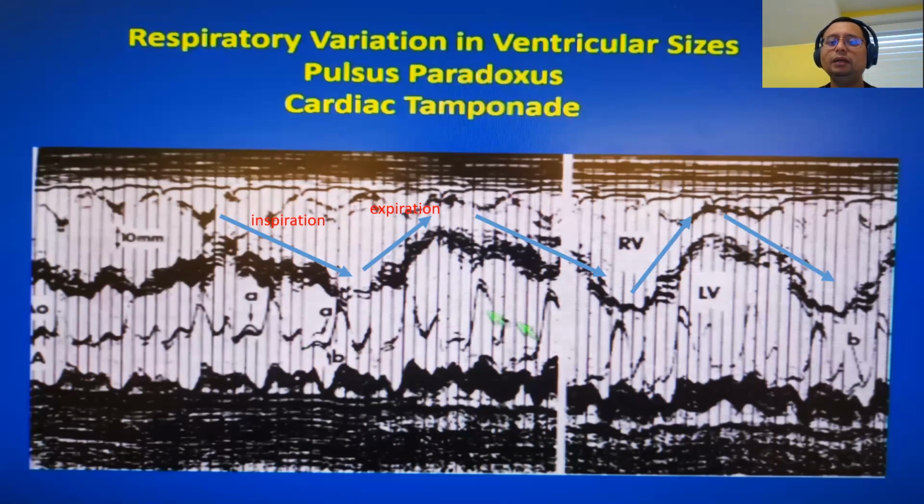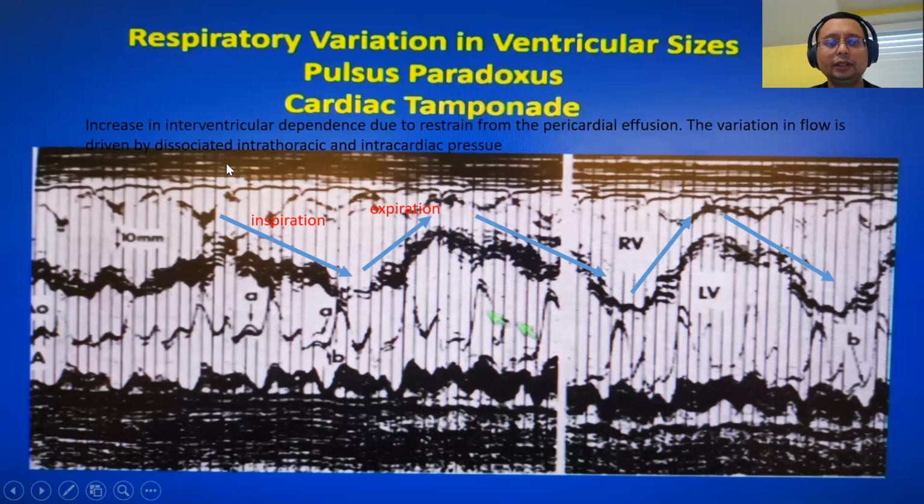Remember, in patients with pericardial restraint syndrome, the difference in flow is driven by the changes in the left side of the heart. In normal people, who don't have pericardial restraint, the changes are brought about by the right side of the heart. So this is an increase in interventricular dependence due to restraint from pericardial effusion. The variation in flow is driven by dissociated intrathoracic and intracardiac pressure.